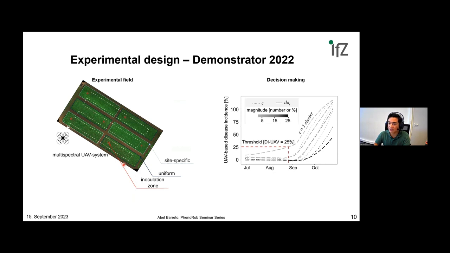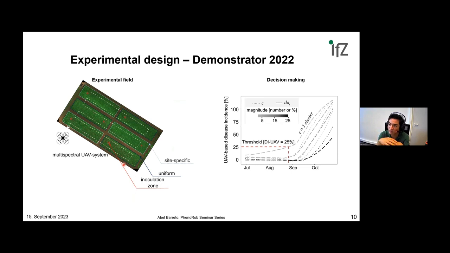Now I'm going to explain more about our experiment in 2022. This was a demonstrator. And in the demonstrator, we try to use 2 variants, a site-specific variant that actually should be applied by using the disease maps, and a uniform variant that is actually a variant that uses the EPM, also the integrated management that right now the growers use into the field.